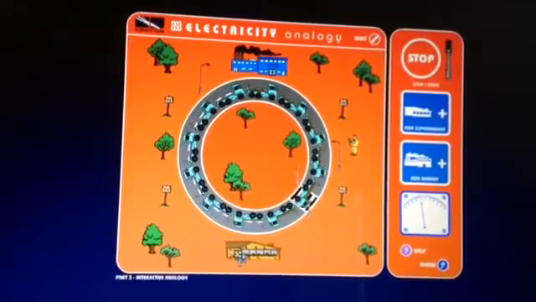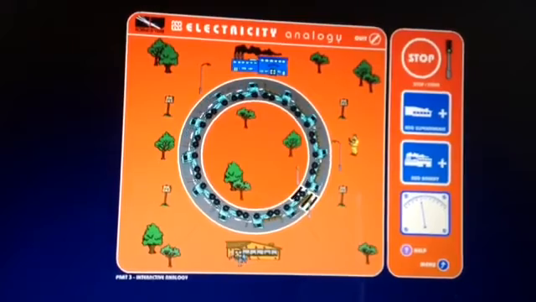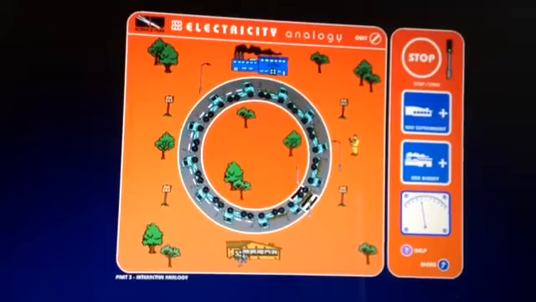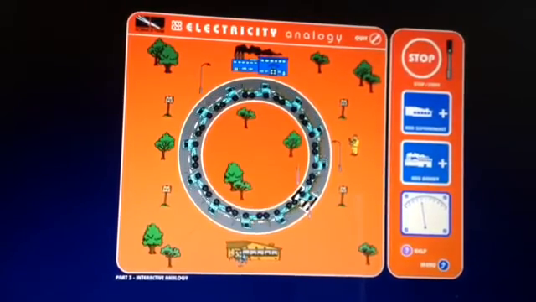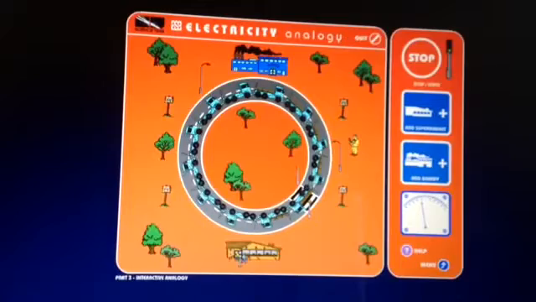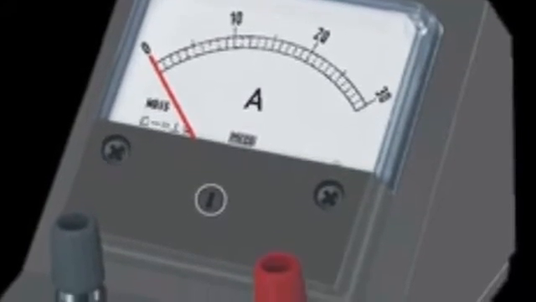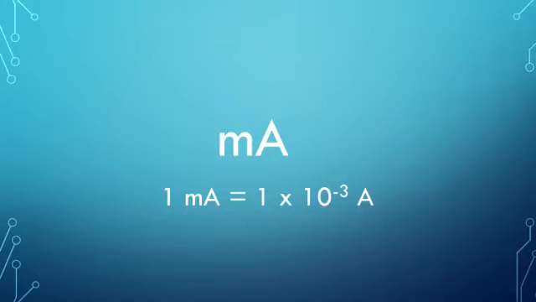The man here to your right is counting the lorries passing him in a set amount of time. He's measuring the rate of flow of the lorries. So he's measuring the current. Here's an ammeter. Ammeters measure current in amps. 1 amp is a large current, so you often see questions with currents in milliamps. 1 milliamp is 1/1000th of an amp. Ammeters must be connected in series so the electrons flow through them.